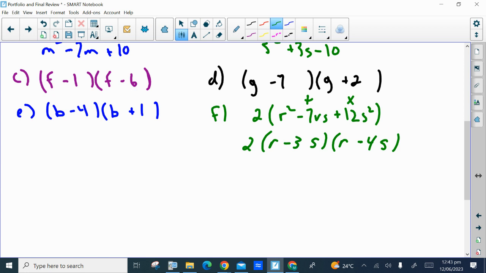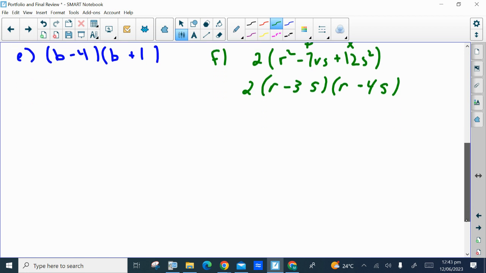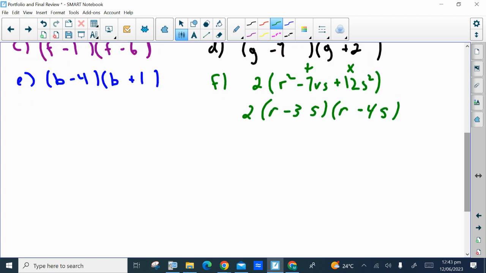Okay? So again, there will be questions on the final exam where you have to factor. There's a page with 6 or 7 of them of the different types. So make sure you know how to do all the different types of factoring.